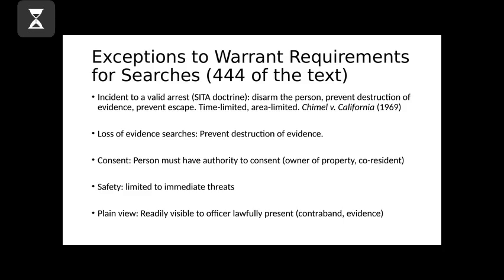So the rules for the CETA doctrine were set by a case called Chimel versus California from 1969. So this is, you'll note, a Warren era case, right? A lot of these doctrines were established during the Warren era.